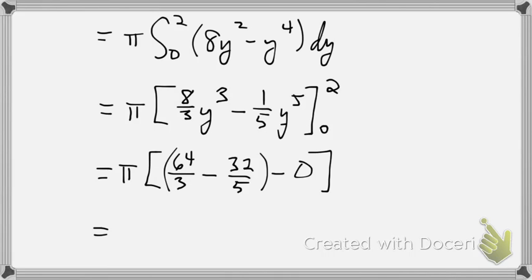And what are you guys coming up with? 224 over 15. So 224 pi over 15 cubic units. Very good. Very good.